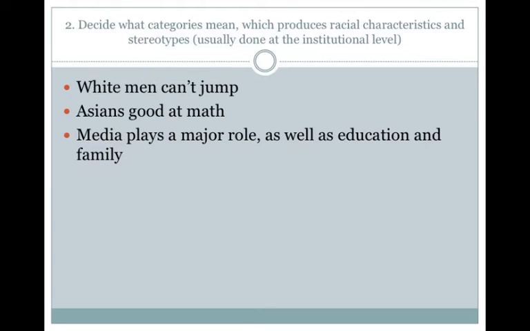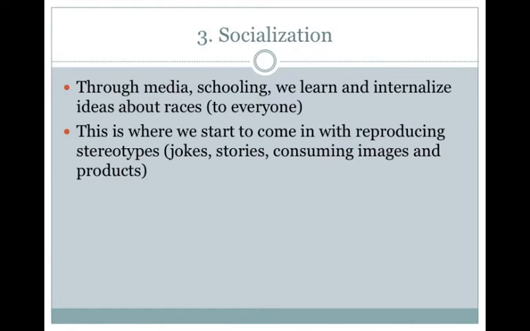One of the ways in which we understand race is through socialization. So social construction theory is about socialization. It's about how we learn how to be a social person. So through the media, through schooling, we learn and internalize ideas about race. Now, the important thing about racial formation theory is that it impacts everyone. Anyone who exists in a society is socialized in some way about race. What you do with that, of course, is dependent on your family or other influences, but we're all exposed to the idea of race and what it means to be black or white or Asian or Latino.